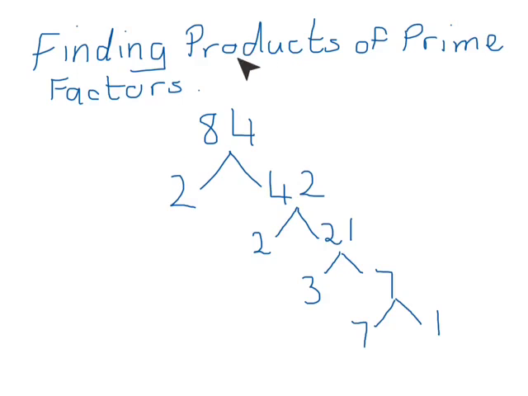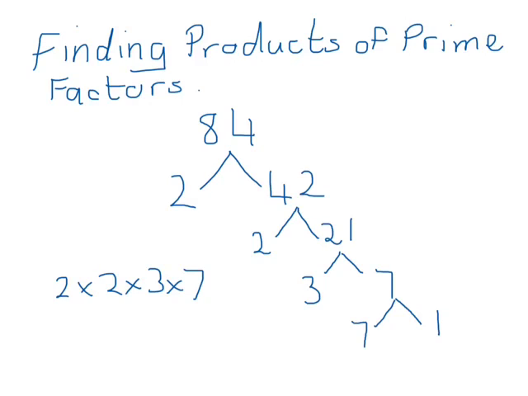But they want it as a product, so you have to express it with times signs. So the answer is 2 times 2 times 3 times 7. And if you want to check that's right, then multiply them. 2 times 2 is 4, 4 times 3 is 12, and 12 times 7 is 84. Therefore, this is correct.